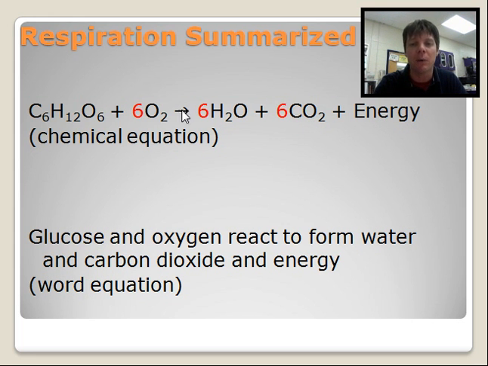We can see that before or to the left of the arrow, these are the reactants. These are the things that we have before the process occurs. After the arrow, to the right of the arrow, these are the products. These are the things produced or made by the reaction process.